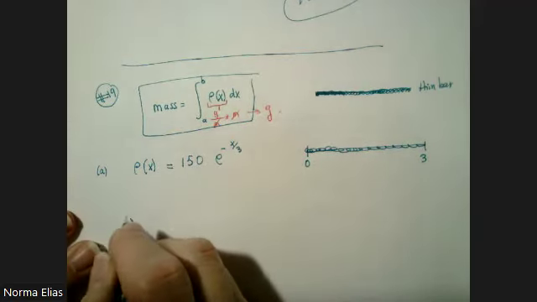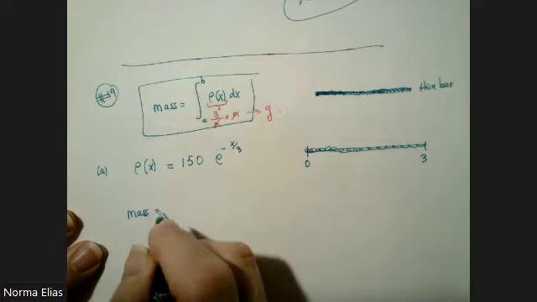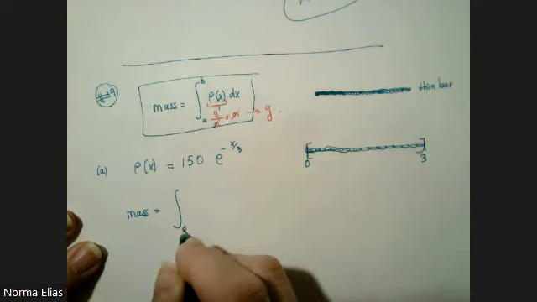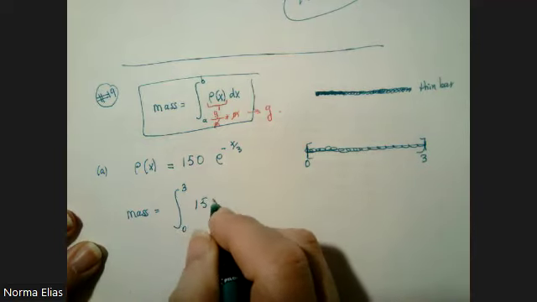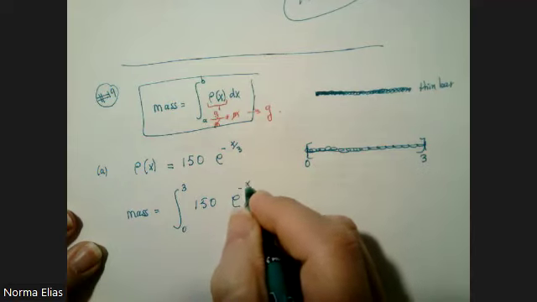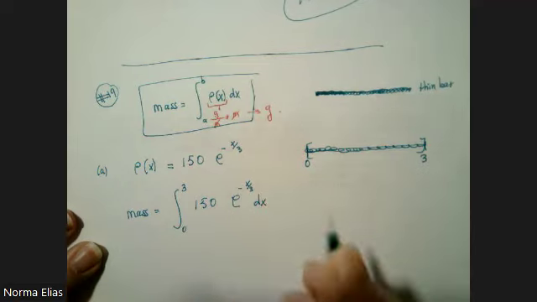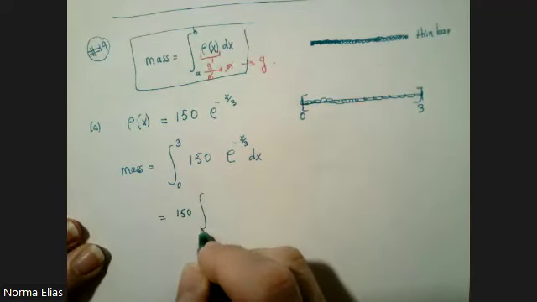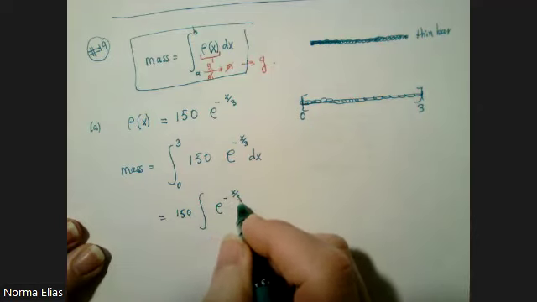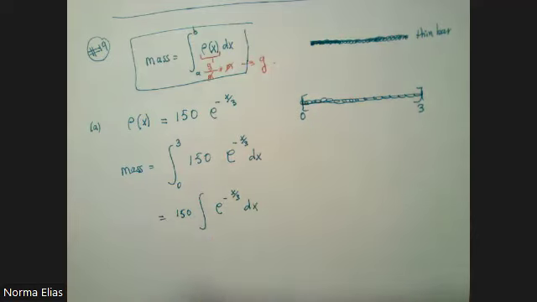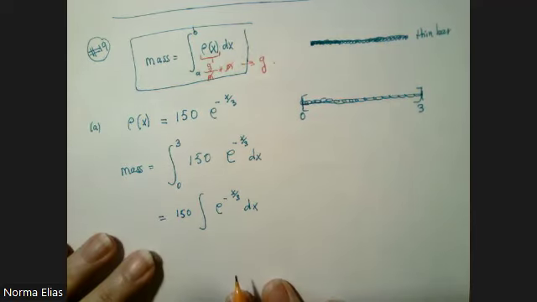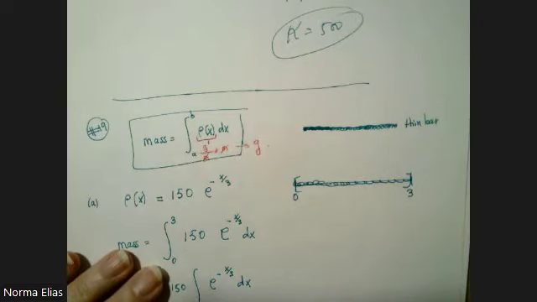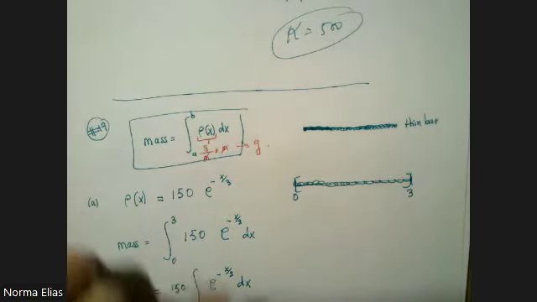And the question is, what's the mass of that object? It's the integral from 0 to 3 of 150 e to the minus x over 3 dx. So it's really a problem of integrating the density. 150 is a constant, integral of e to the minus x over 3 dx. And the only way to integrate this is substitution. Here, I'm analyzing the limit. I'll put it here on the side.